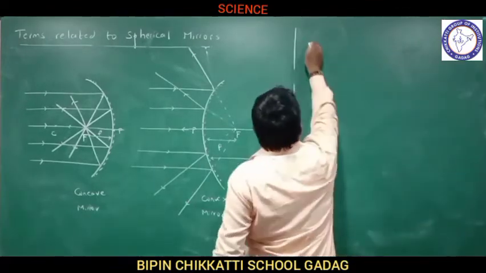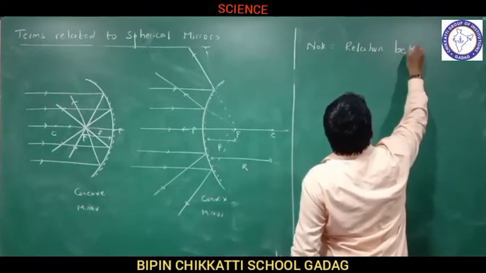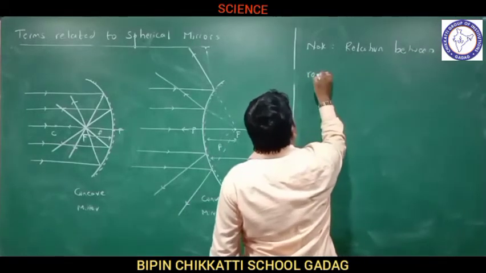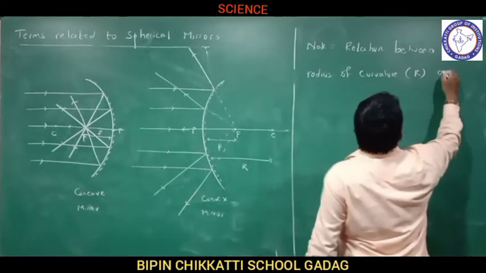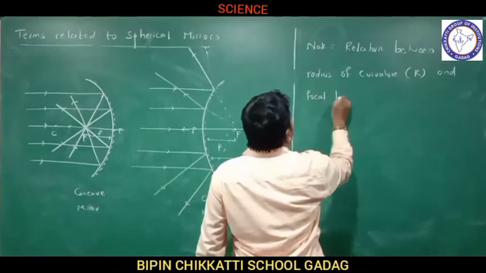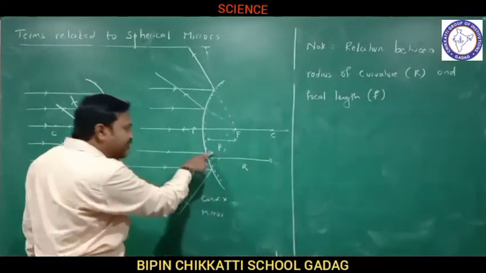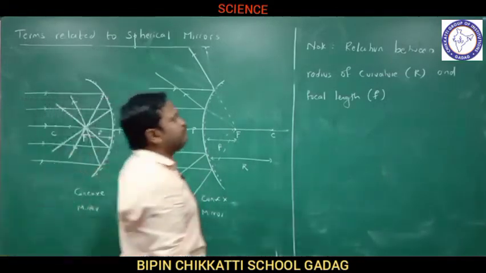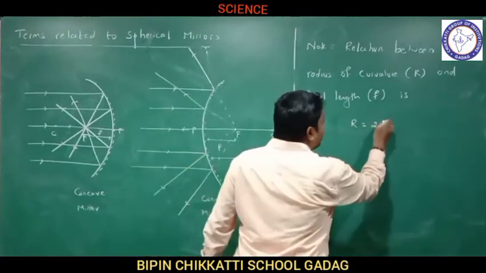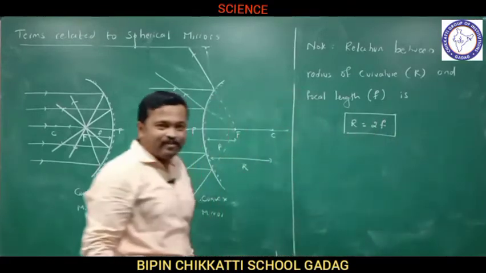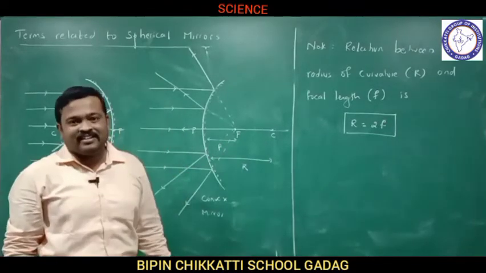Now, if I am taking a note point, what is the relation between radius of curvature, that is R, and focal length, that is F? Do you understand? The relation between radius of curvature and focal length: R is equal to double of F. Do remember, radius of curvature is always double of F, right? If this is the radius of curvature, this is half of that.